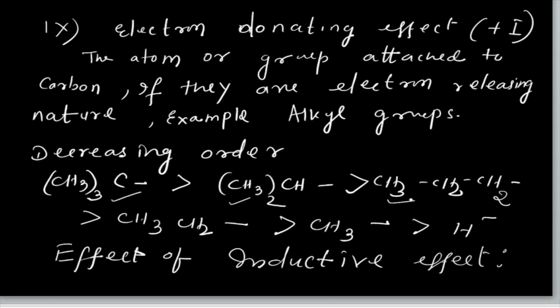That means 3 carbons in a straight chain. It is 2 carbons in a straight chain. Ethyl group, methyl group, then hydrogen. That means they can release electrons. That is why they are called plus I effect.